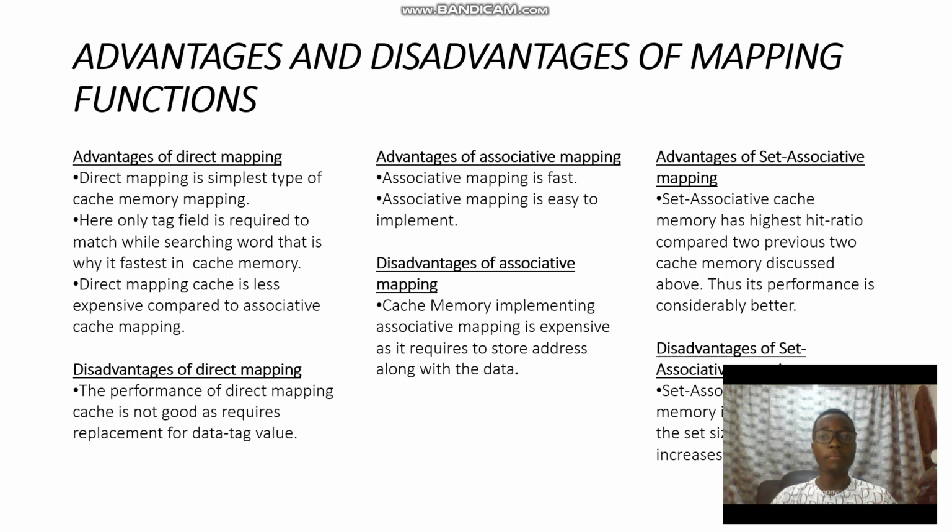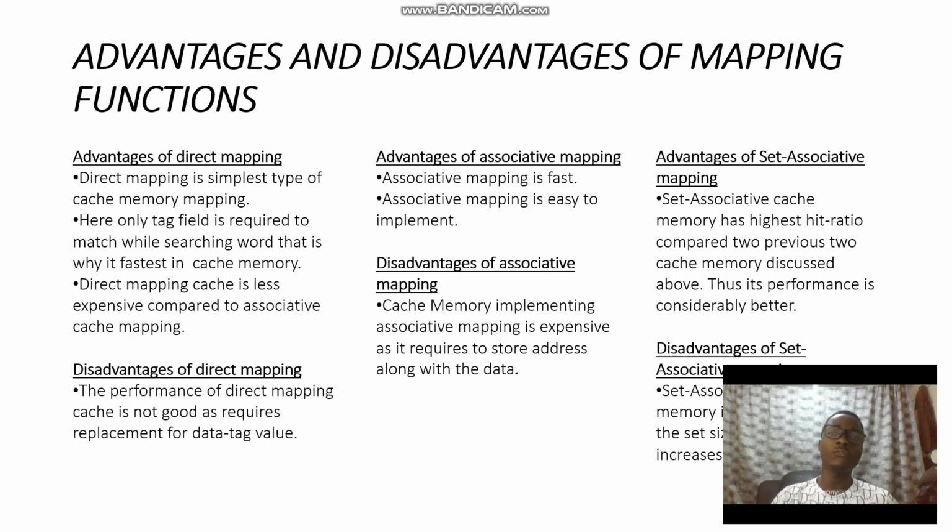Then we also have the advantages of associative mapping. In associative mapping, it is fast, and it is easily implemented. The disadvantage is that it is expensive, as it requires storing addresses along with the data.